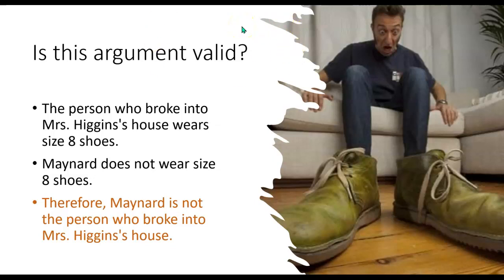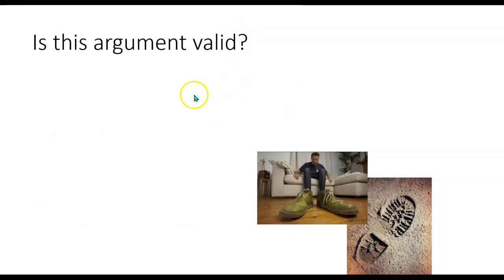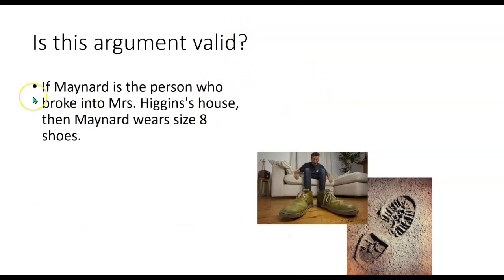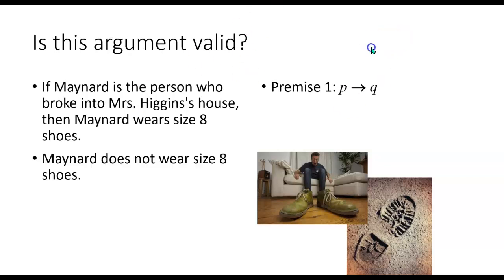Well, let's analyze it the way we did the last one. If we translate it into symbols, the first premise is a conditional. If Maynard is the person who broke into Mrs. Higgins' house, then Maynard wears size 8 shoes. If P, then Q, with P standing for Maynard is the person who broke into Mrs. Higgins' house, and Q standing for Maynard wears size 8 shoes.